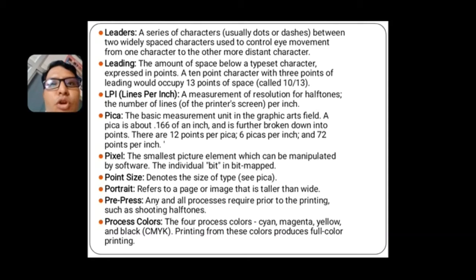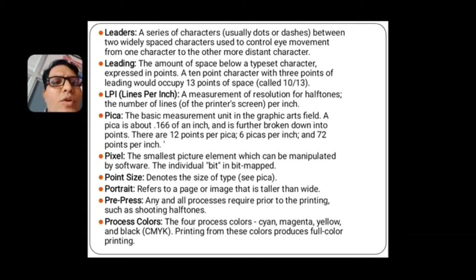And next one is portrait. Already we are familiar with the landscape. Now we are seeing portrait. Portrait refers to a page or image that is taller than wide. So whatever the image or whatever the page you are viewing, it may be in the taller size rather than the wider.